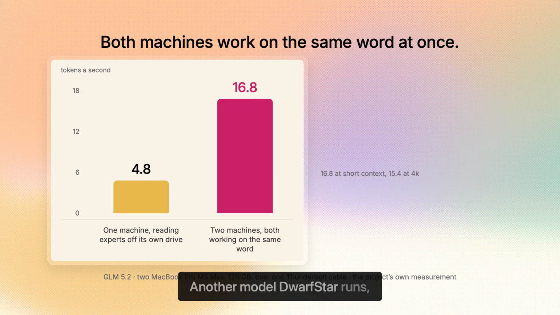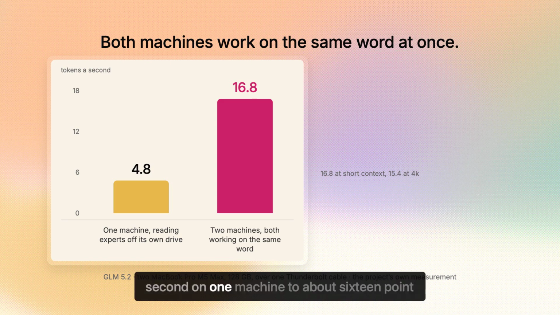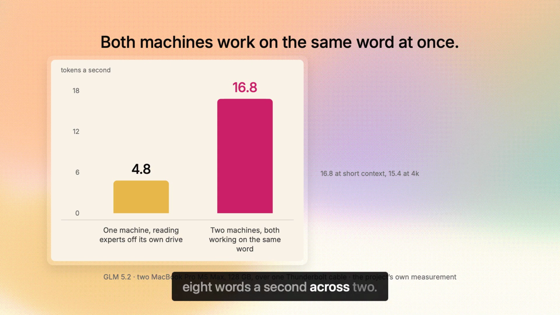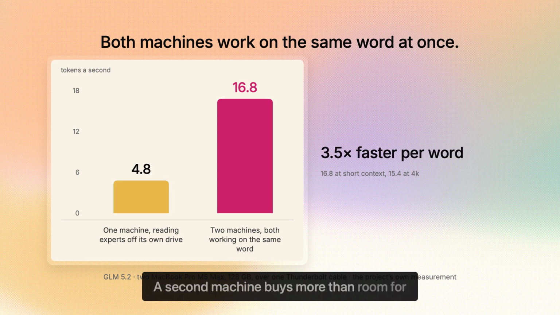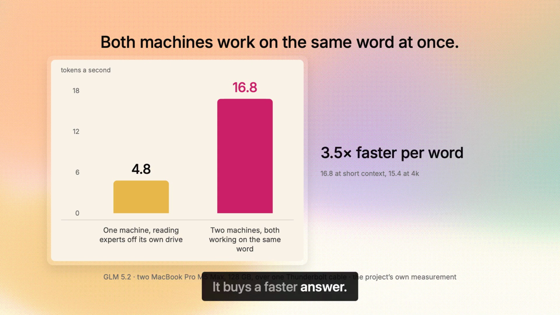Another model DwarfStar runs, called GB 5.2, went from about 4.8 words a second on one machine to about 16.8 words a second across 2. A second machine buys more than room for a bigger model. It buys a faster answer.